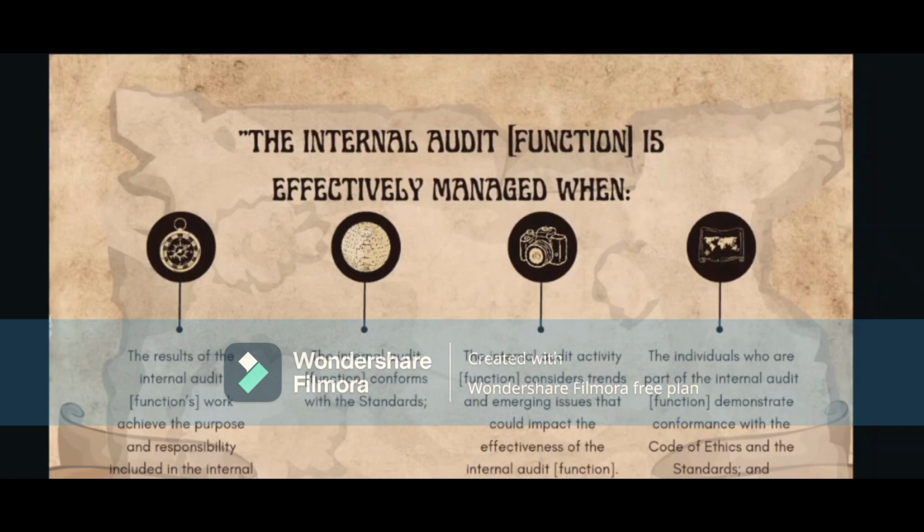Next is the internal audit function conforms with the standards, of course, and the individuals who are part of the internal audit function demonstrate conformance with the code of ethics and the standards. You know about the code of ethics, we will discuss it in chapter 1. And then, the internal audit activity considers trends and emerging issues that could impact the effectiveness of the internal audit function. You should know the ongoing events within the organization you are part of.